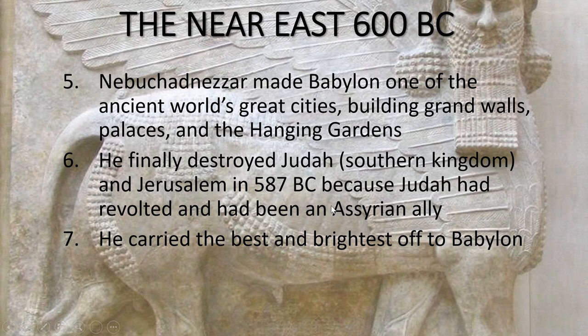He finally destroyed Judah, the southern kingdom. Remember, Assyria destroyed the northern kingdom of Israel. Okay, Nebuchadnezzar is going to destroy the southern kingdom of Judah and likewise Jerusalem itself and the temple that's there in 587 BC. And that's because Judah had revolted and also because they had been a vassal state of Assyria. They had been an ally of Assyria back in the day.